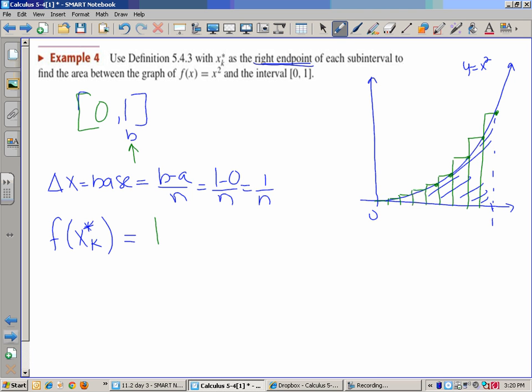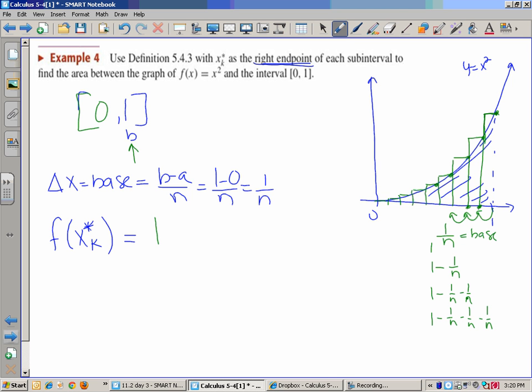So let's just say, for example, I know how wide it's going to be. It's going to be 1 over n, right? That's my base. So to find this right-hand endpoint, every time I do it, I'm going to subtract. So 1 minus 1 over n for the first one. To get to the next one, it's going to be 1 minus 1 over n minus 1 over n. To get to the next one, it's 1 minus 1 over n minus 1 over n minus 1 over n. Okay? So for my first rectangle, the bound is just 1.